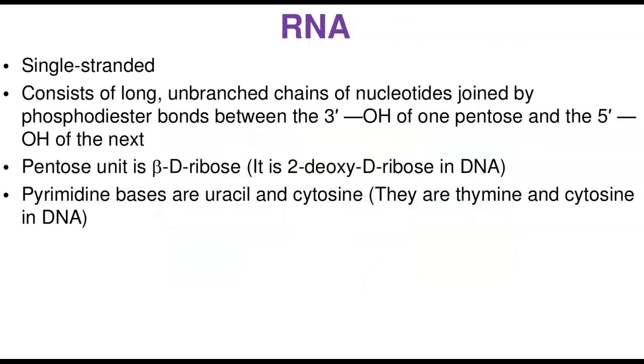Now, the RNA is different from the DNA because the RNA is made up of only a single strand. It consists of a long unbranched chain of nucleotides joined together, again from the 3 hydroxyl of one pentose to the 5 hydroxyl of the next. The pentose unit here is not the 2-deoxyribose. It is just the ribose itself. In these, there is the OH group. In DNA, the O has been removed to form the 2-deoxyribose. Again, the pyrimidine bases that are predominant here are uracil and cytosine. The thymine only exists in one type of RNA, which is the transfer RNA.